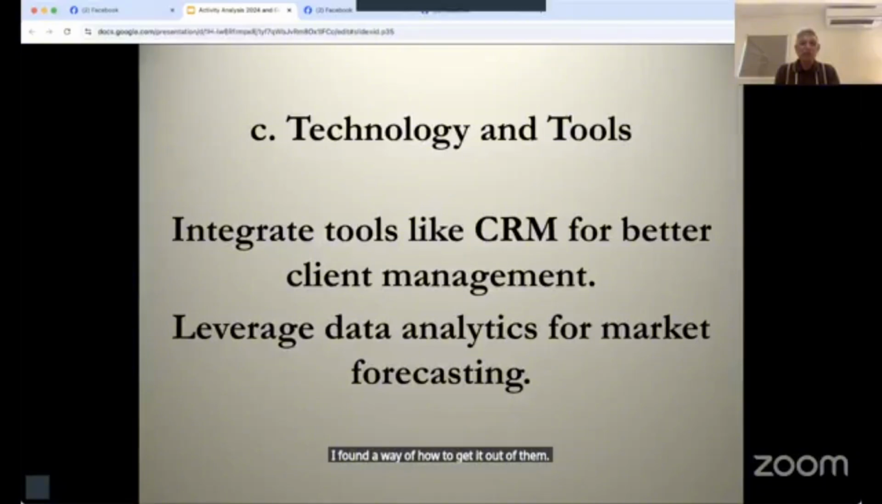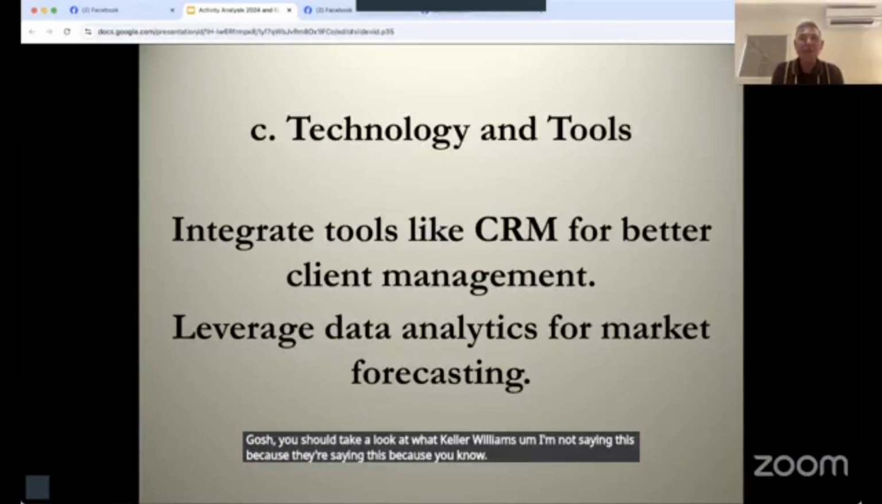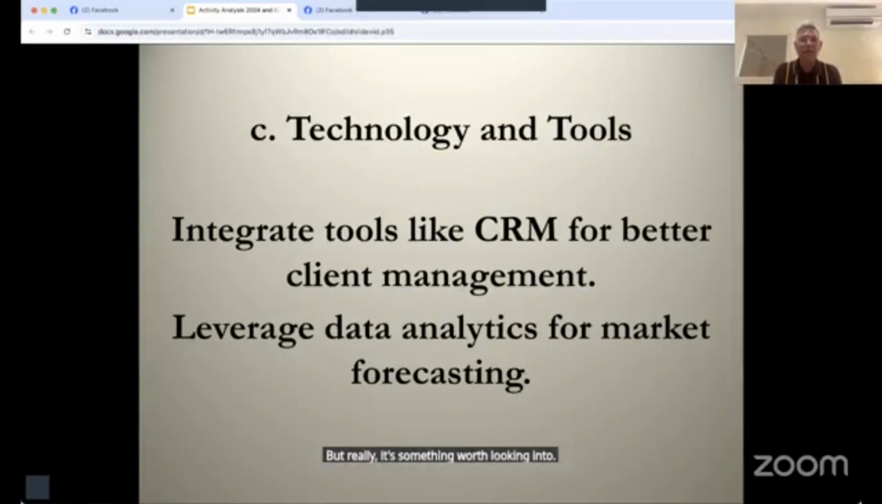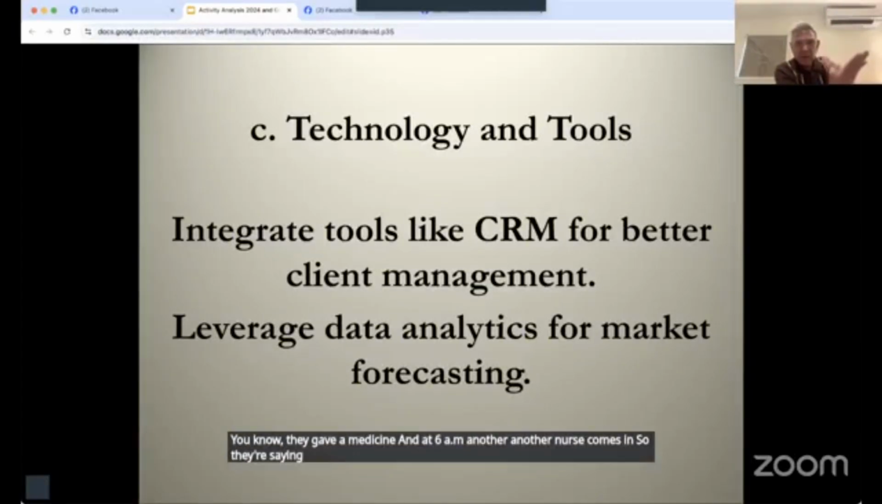Going back to CRM, you should take a look at what Keller Williams has. I'm not saying this because they're sponsoring this, but really it's something worth looking into. As I said, it's like being in the hospital: the nurse comes in, there's a chart, at 3 a.m. they give a medicine, and at 6 a.m. another nurse comes in. So there's an ongoing activity.